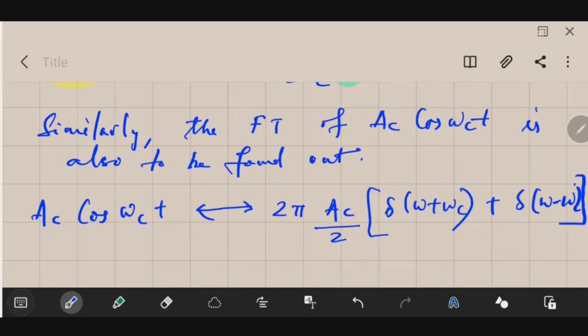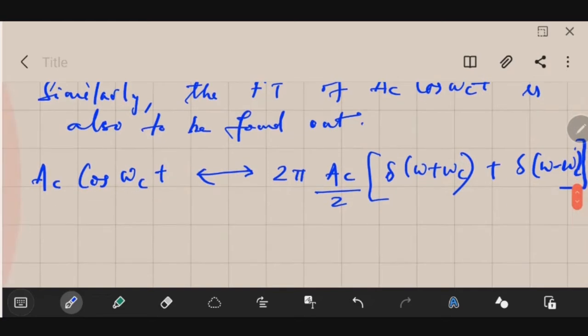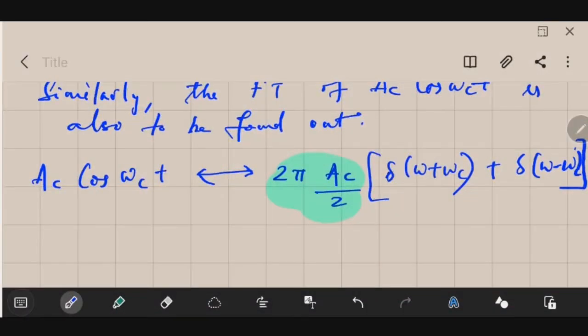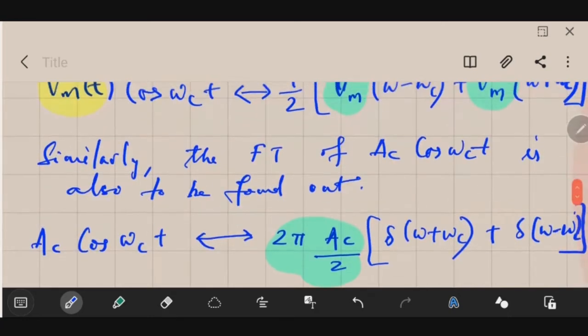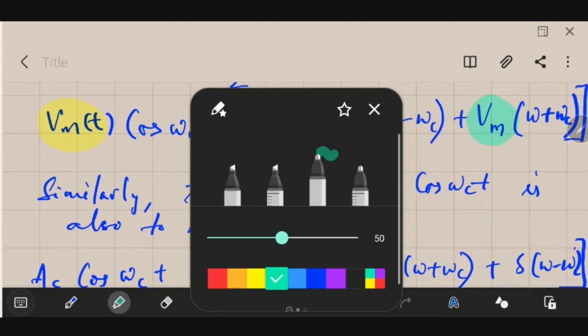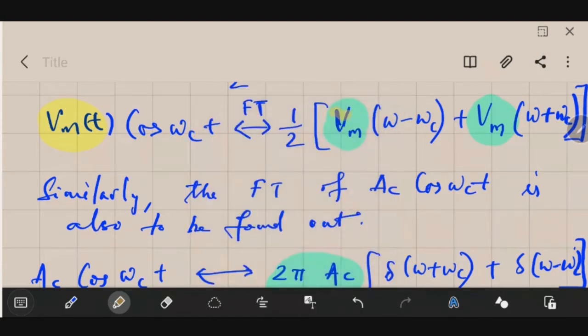So in this way, this 2 will be cancelled and we will only have this pi AC here, isn't it? Okay, so now that we have got the Fourier transforms, for the first term we have already got the Fourier transform, as you could see here. Let me just highlight it.